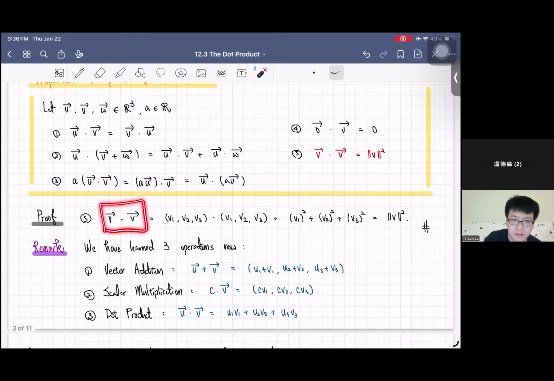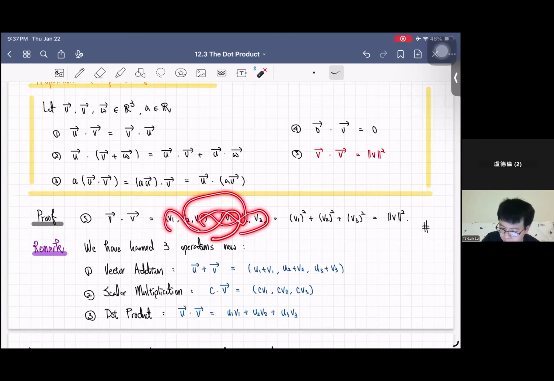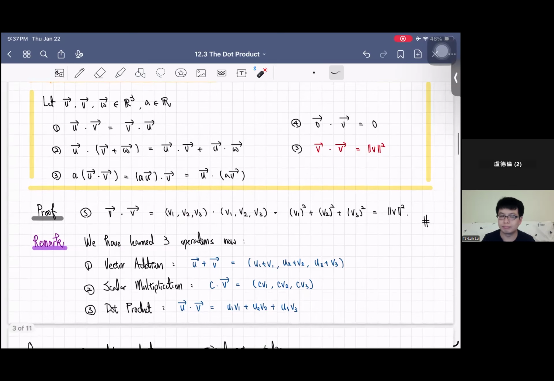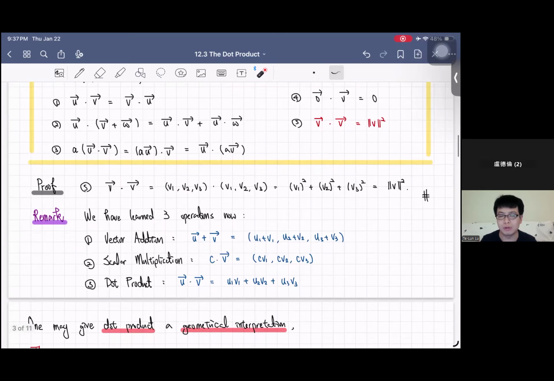So we see that V dot V by definition is V1, V2, V3 dot V1, V2, V3, right? And by definition, it'll become V1 squared plus V2 squared plus V3 squared. And again, by definition, this guy is the magnitude of V, right? So this guy is the magnitude of V squared, okay? So keep this in mind. The dot product between the same vector gives you the magnitude of that vector squared. This is an important feature for dot product.